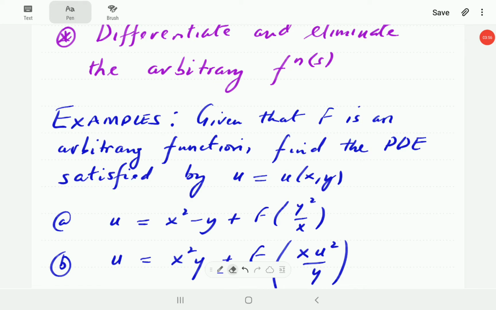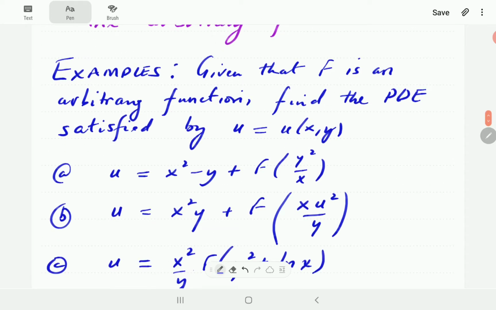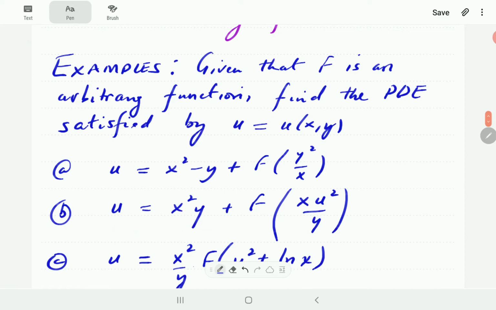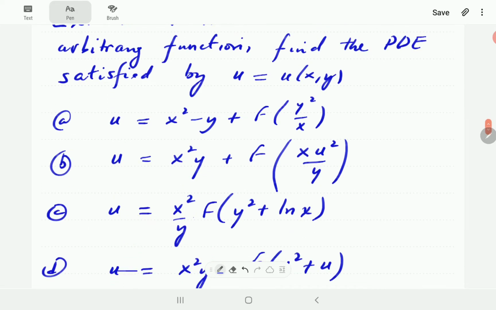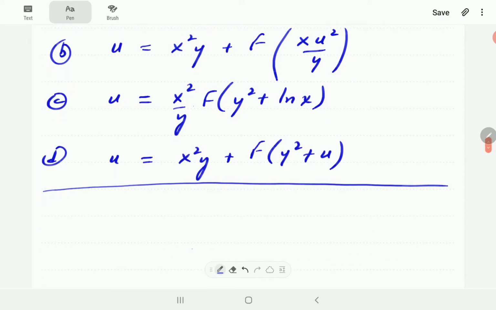Alright, so here we are given that u is a function of xy and f is an arbitrary function. So we want to find the PDE satisfied by this general solution. For instance, we're going to do A and B, then we're going to give you C and D to try on your own before we show you our solution. So let's have a go at the first one.